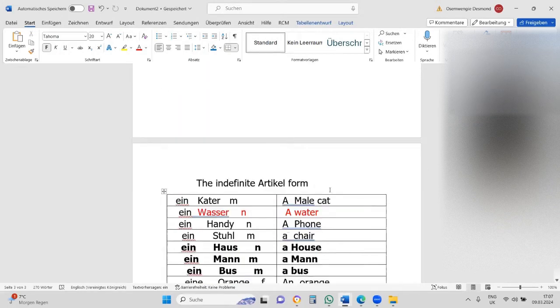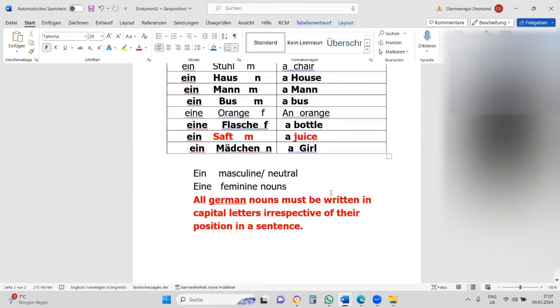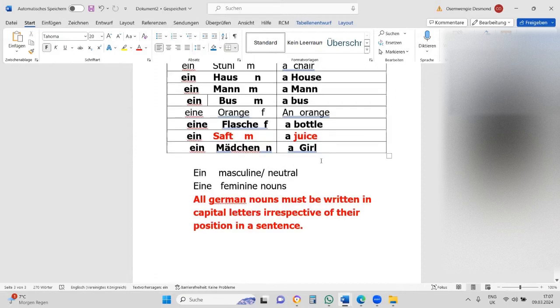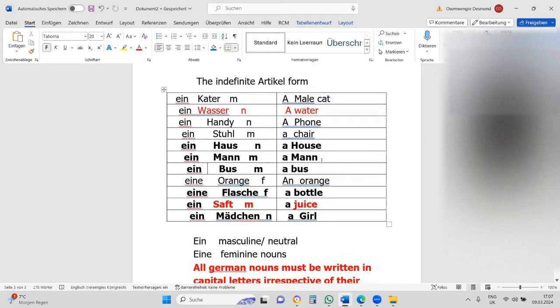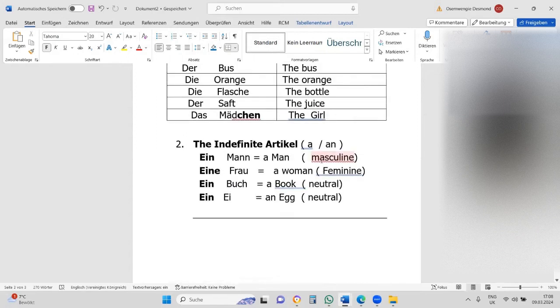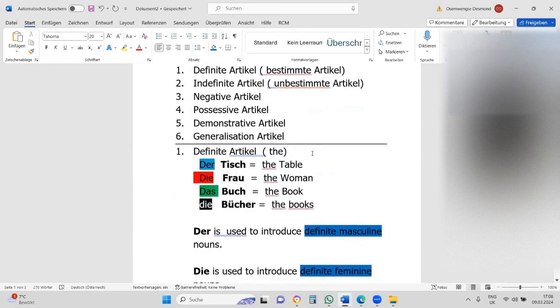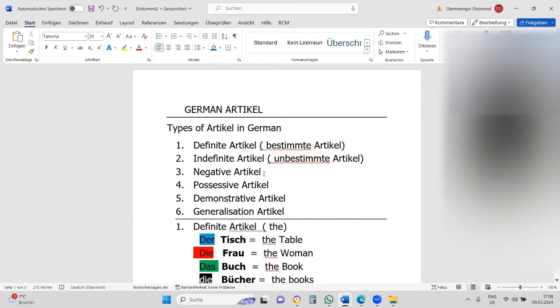Good. So we've learned that, and I also made mention of the fact that all nouns in the German language must be written with a capital letter. Make good use of this rule. It's a very, very important rule in the German language, and later on we're going to make good use of it. So for today, now look at what we call the negative article.